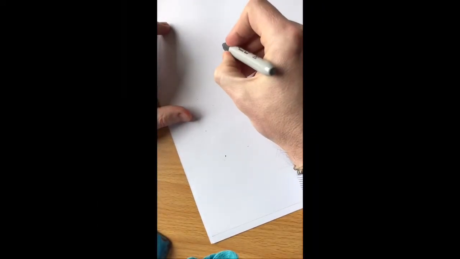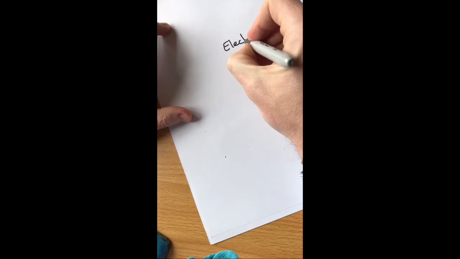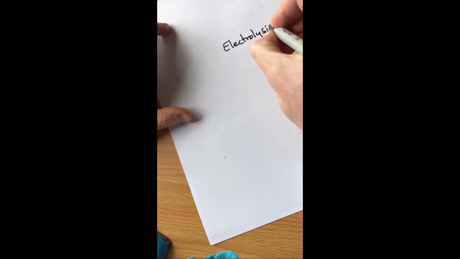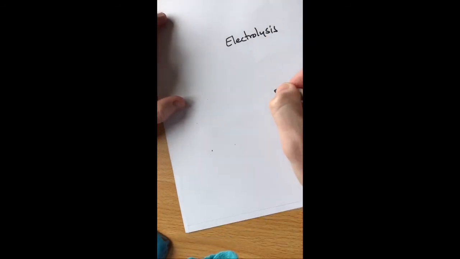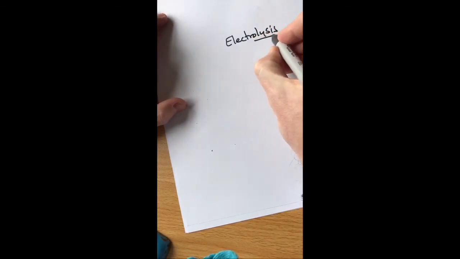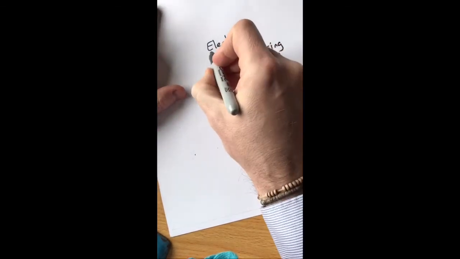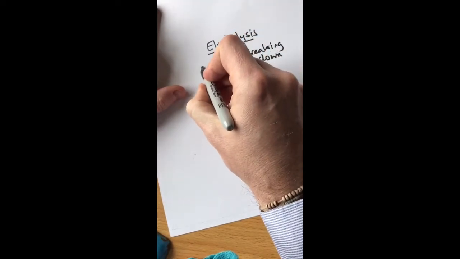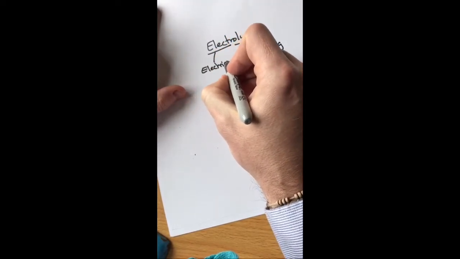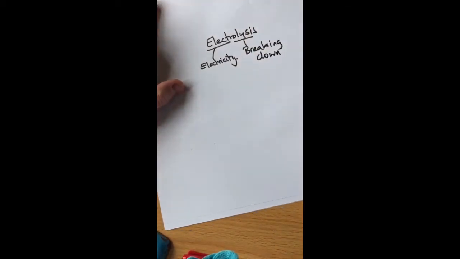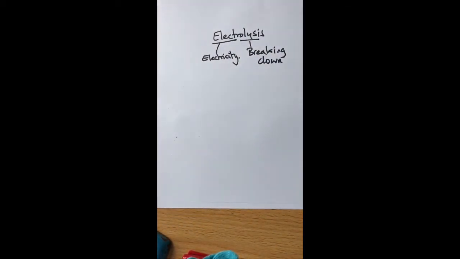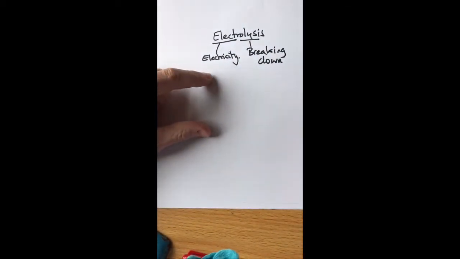Okay then, so last lesson we talked about electrolysis. We need to remind ourselves that electrolysis means the breaking down. This lysis is breaking down substances into simpler substances using electricity. Okay, so this is referring to the electricity. So electrolysis is breaking substances down using electricity.